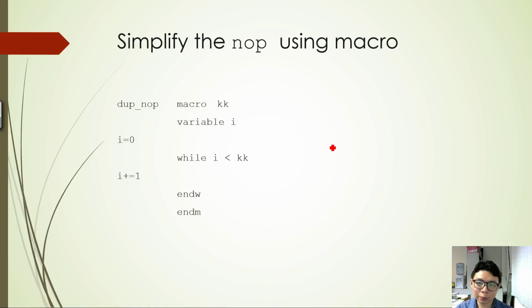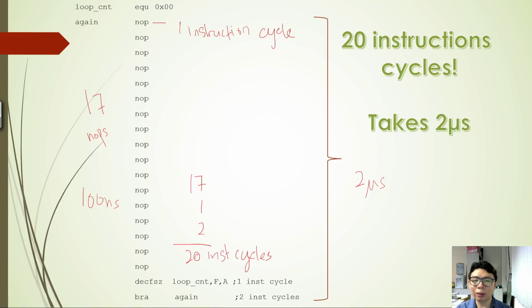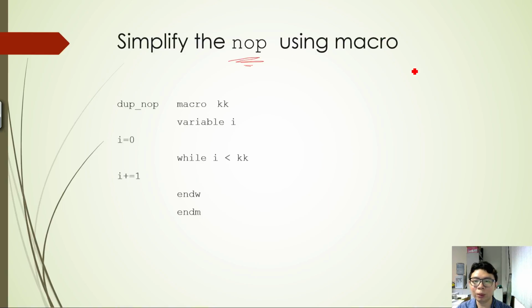Now there is a simple shortcut that we can use to simplify that block of code. Instead of writing this nop repetitively 17 times, we can use a macro. So this is how the macro looks like. We have dupe nop, which means duplicate nop, and kk is the number of times you want to duplicate. So this macro does the duplication.